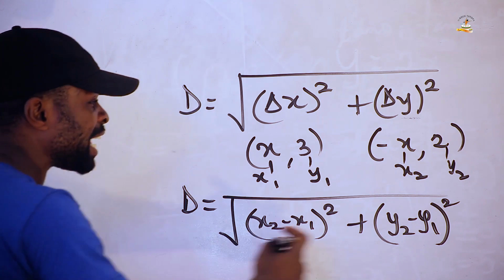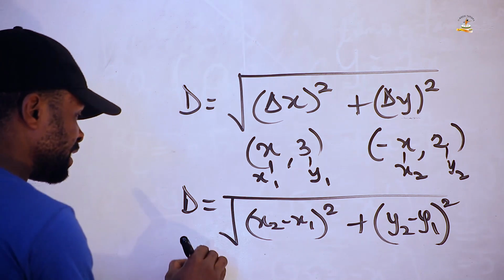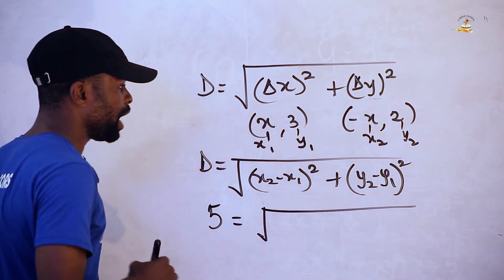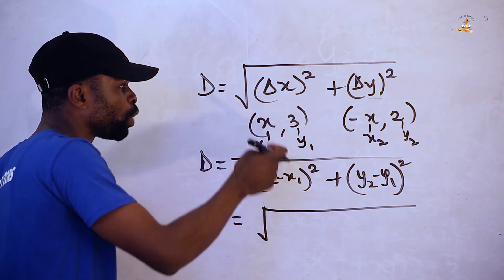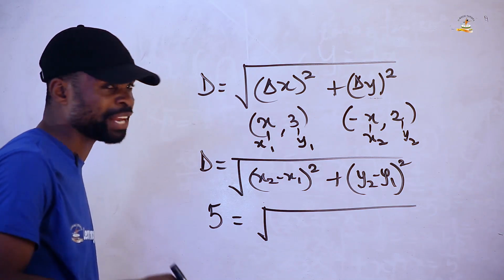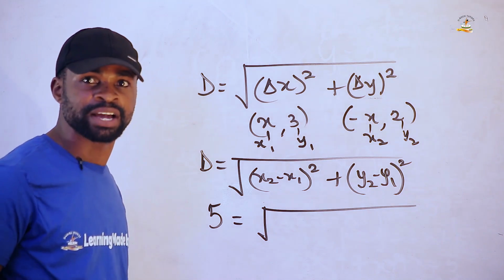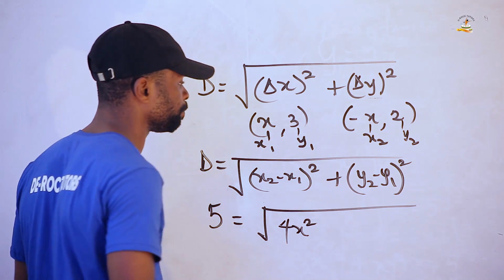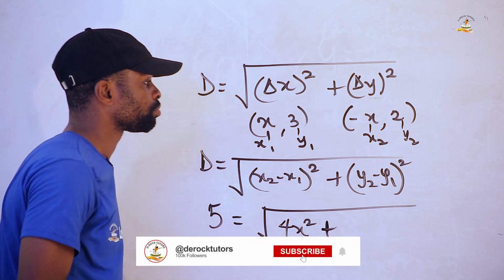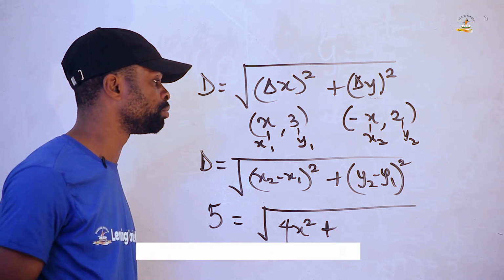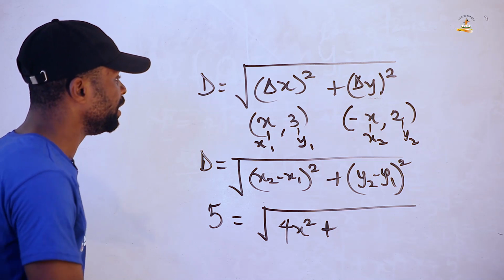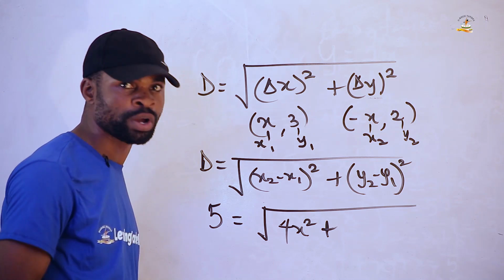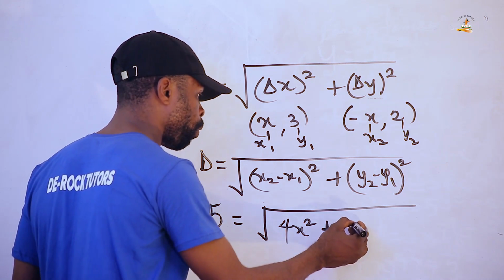Since the distance between the points is given to be 5, it is good to introduce 5 as the distance, which is equal to the square root of (x2 minus x1) squared. Our x2 is minus x, and our x1 is x. Minus x minus x is equal to minus 2x. Minus 2x all squared will give us 4x squared. Plus y2 minus y1, which is 2 minus 3. 2 minus 3 is equal to minus 1. Minus 1 squared will give us 1.